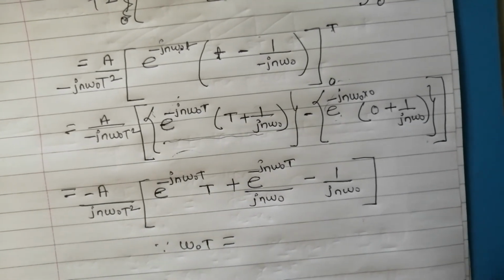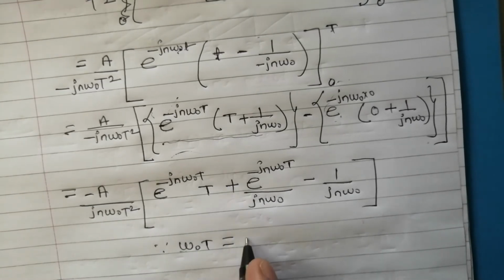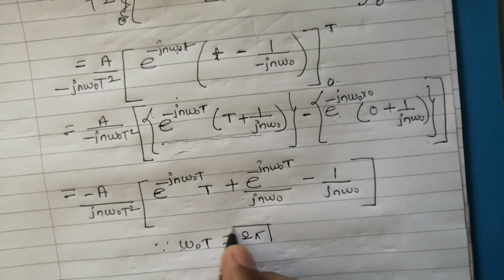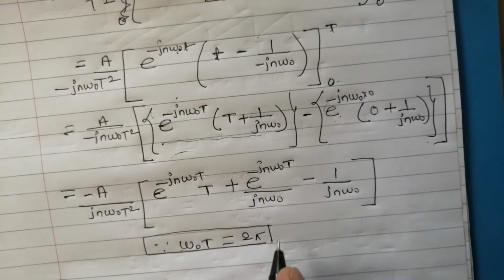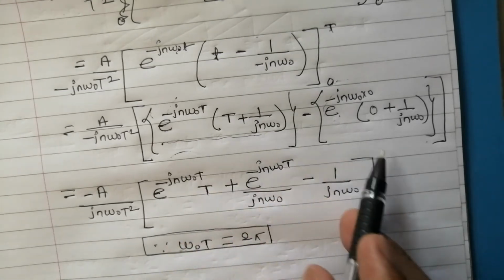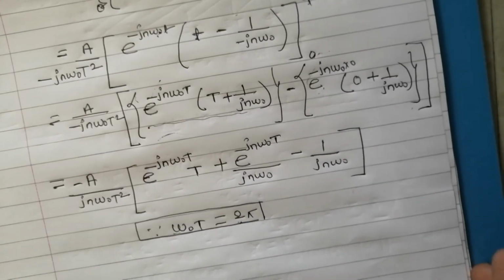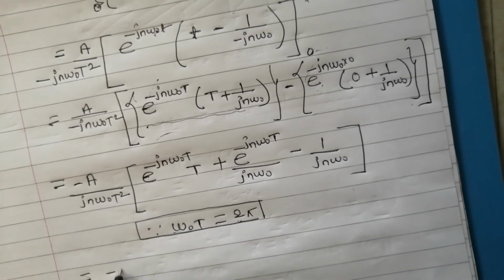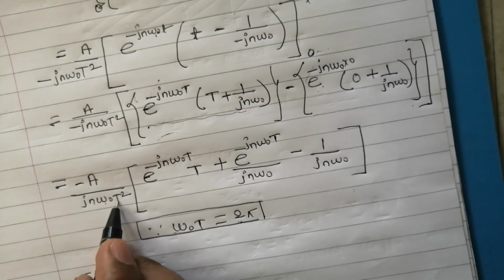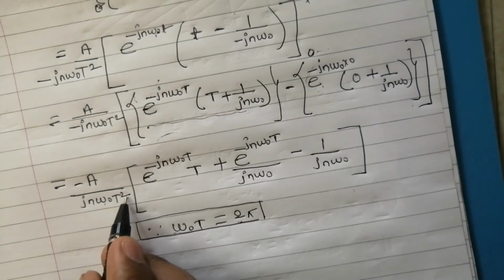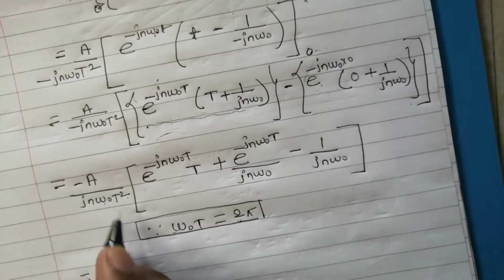What is that part, omega naught into t? We know that omega naught is 2 pi upon T, so omega naught T is your 2 pi. Wherever omega naught T is there in your expression, replace that part with 2 pi. Now write it: minus A upon jn omega naught, into t, because here t square is there, so omega naught T is 2 pi, and then one more t is there from this t square.